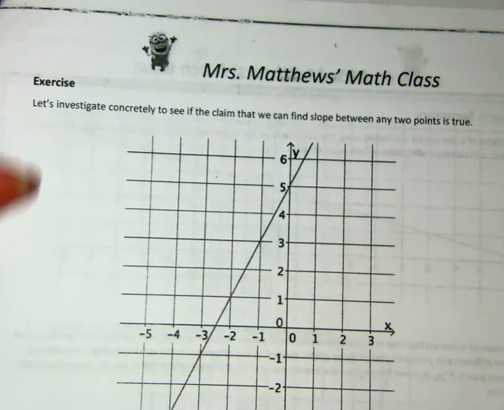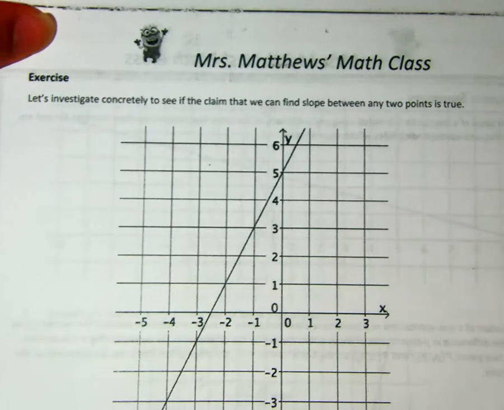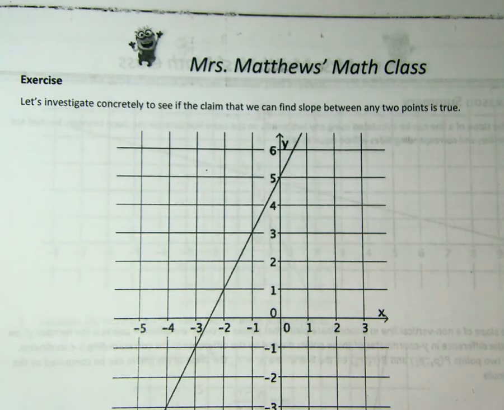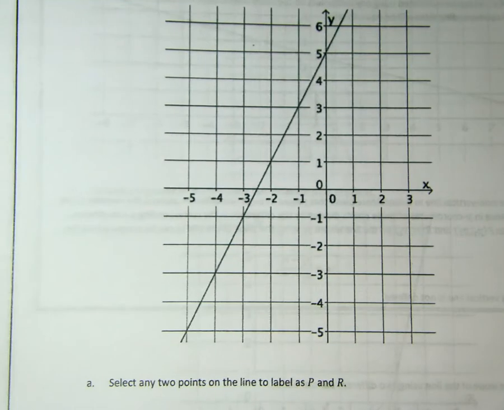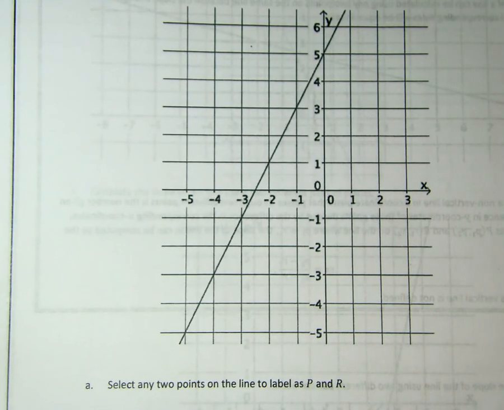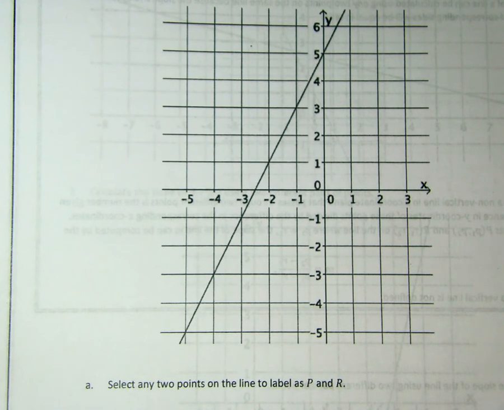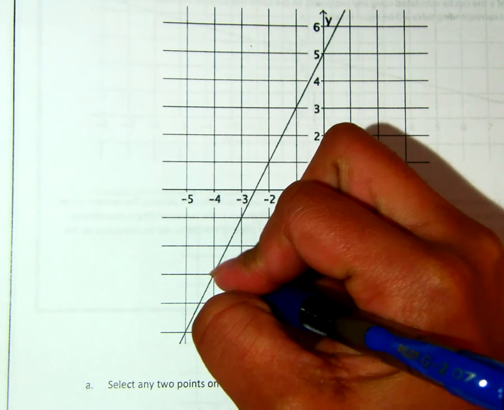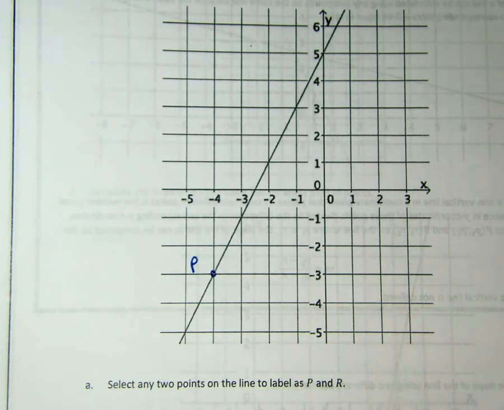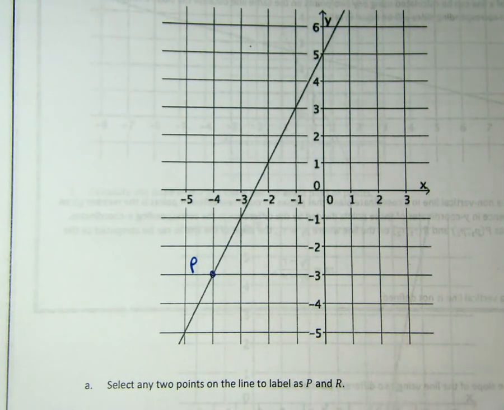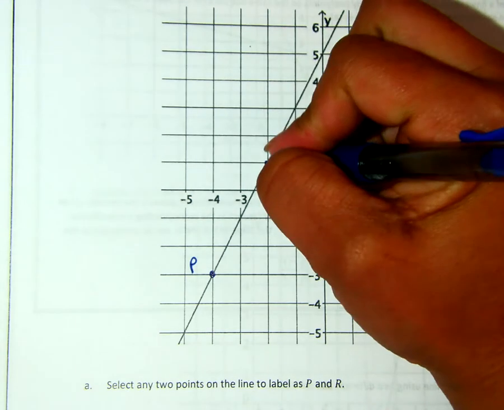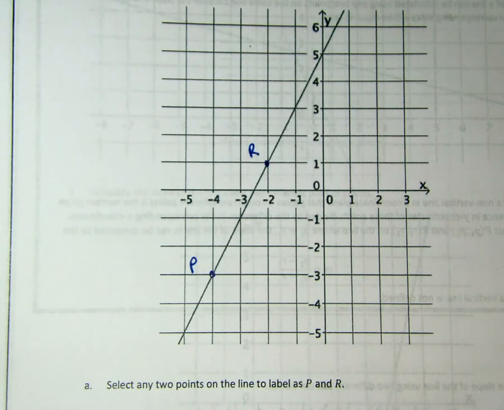Let's investigate a little more concretely. We want to see if we can find the slope between any 2 points on a graph. Let's start with part A. Select any 2 points on the line and label them as P and R. What point did you pick for P? I've labeled P. What point did you pick for R? I've labeled my P and my R. If you struggle labeling your P and your R, make sure your paper looks like mine.